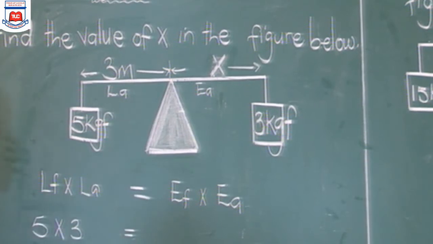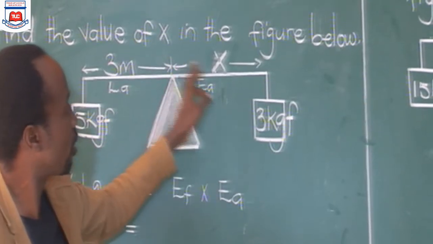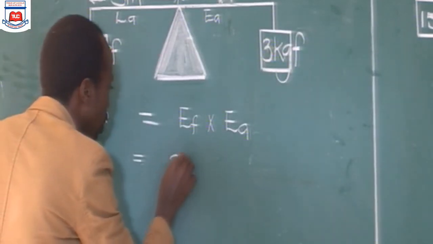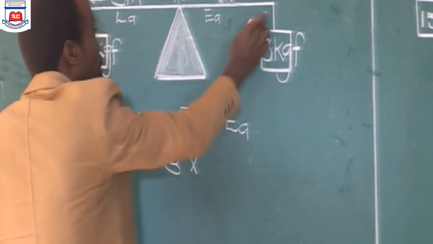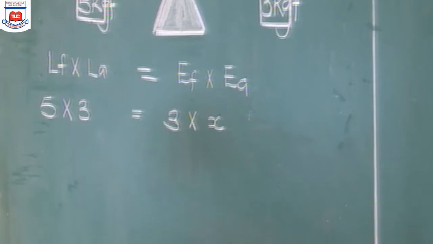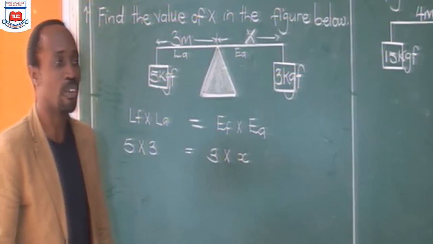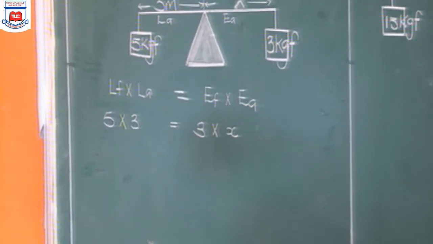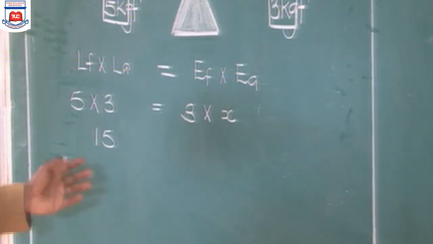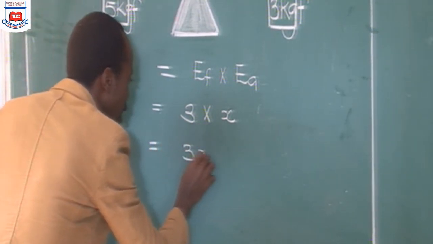This one is equivalent to this side. We shall look at the effort force multiplied by the effort distance from the pivot, called the effort arm. In this case, the effort force is 3 multiplied by the effort arm, which is X. I would prefer using that X. All right. Now, our work is simplified. We just have to solve the equation. Very simple. Let's go ahead. 5 times 3, that is equivalent to 15. I think everyone can do that. Equals 3 times X, we shall get 3X.